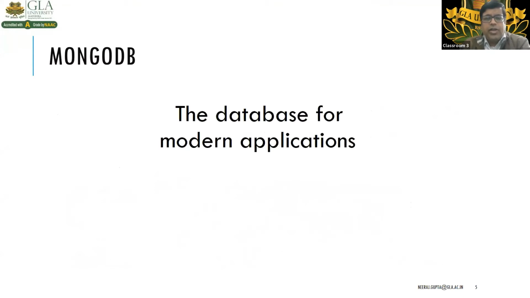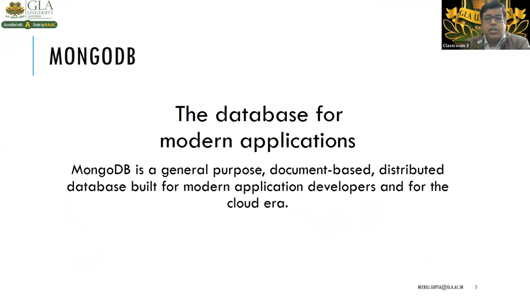So MongoDB is used for modern applications. MongoDB is a general purpose, document based, distributed database built for modern application developers and for the cloud era. As you know, the current era is what? Cloud computing. So it also offers the same thing, right? So MongoDB is a document based model which is distributed and which is used in modern applications by developers for the cloud era, right?